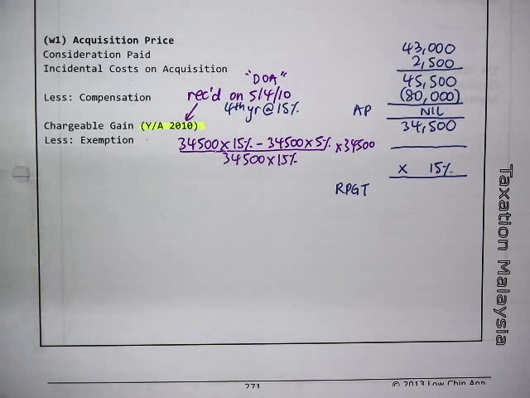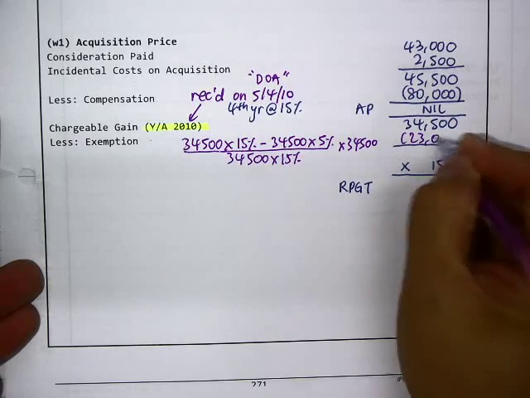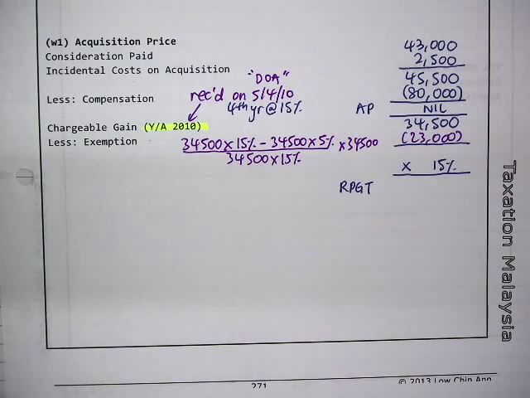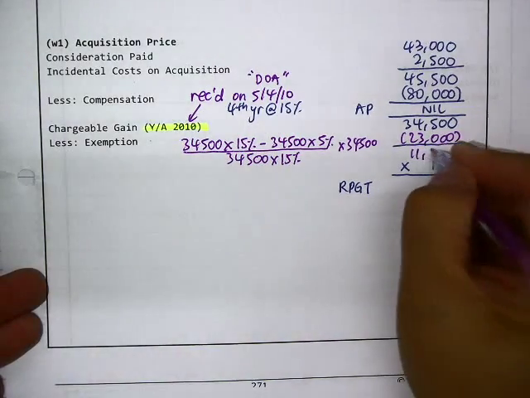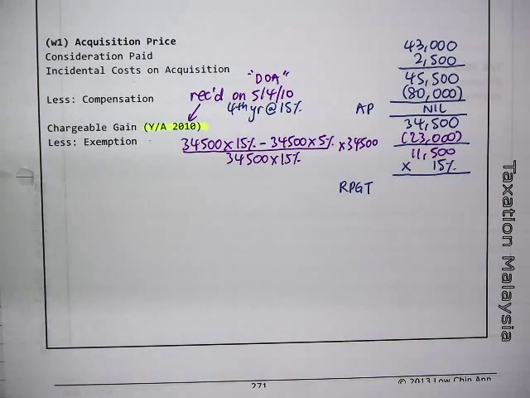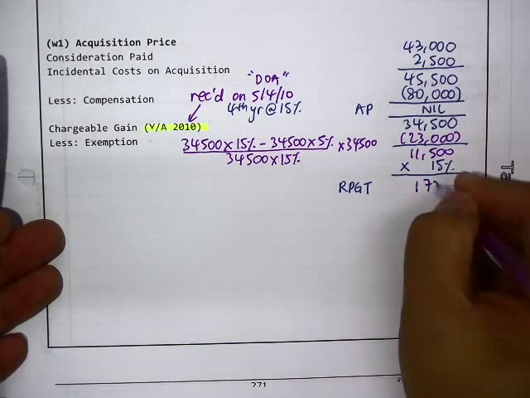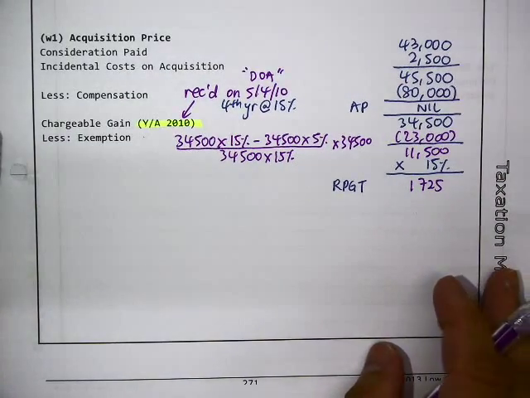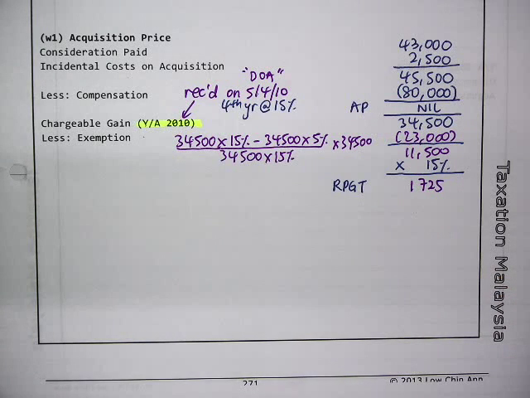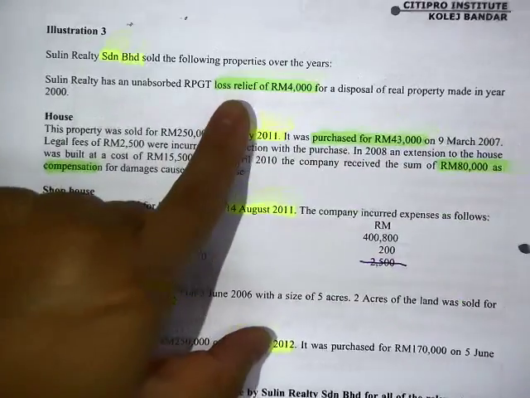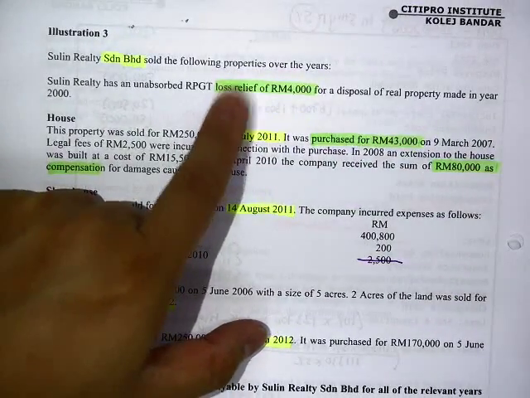So March 07 to March 08, March 09, March 10, this is April, so it's the 4th year, fair enough? So 4th year, the rate is 15%. Okay, 4th year, the rate is 15%. So what's your RPGT? Now you're going to get an exemption, right?